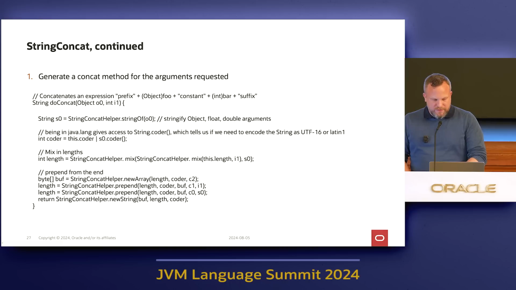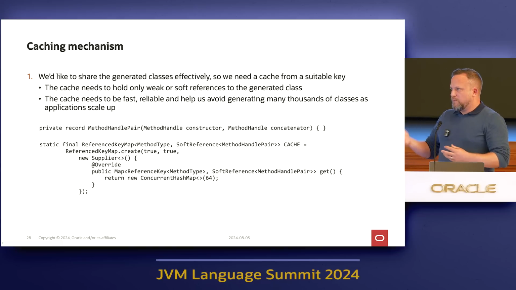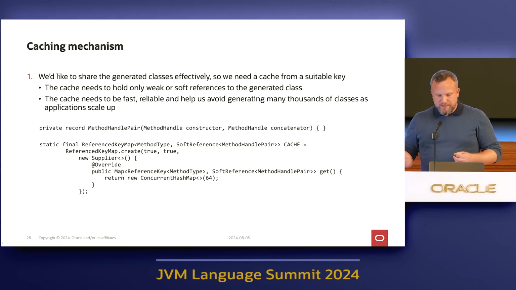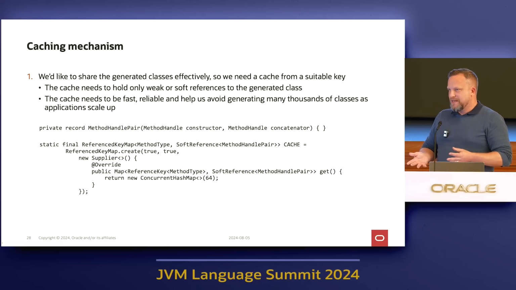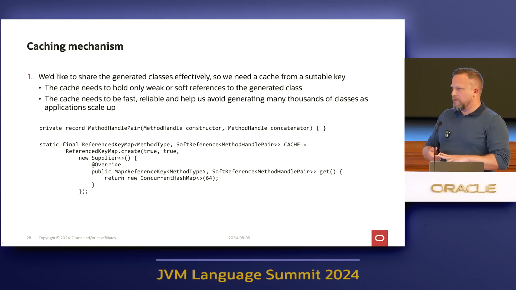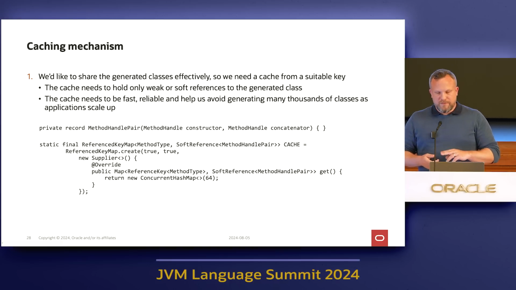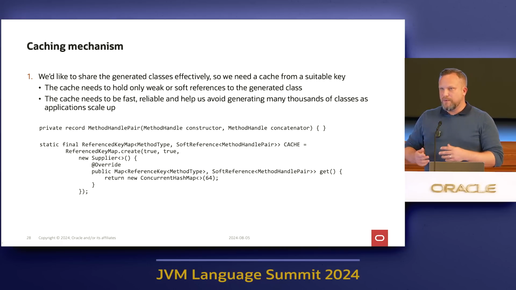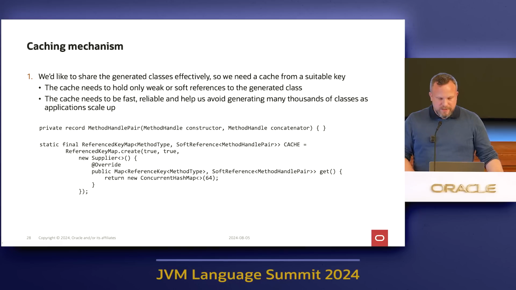But that's not enough to get all the way, because if you're just generating classes, we run into that one class per generation. So we need a little bit of a caching mechanism, and since this cache is going to be in string concat factory or thereabout, we need to make sure that we erase arguments, don't leak user visible classes or types into the argument, and then cache that in a way that doesn't preclude class unloading. I think it was Jim Laskey who wrote the reference key map caching mechanism.